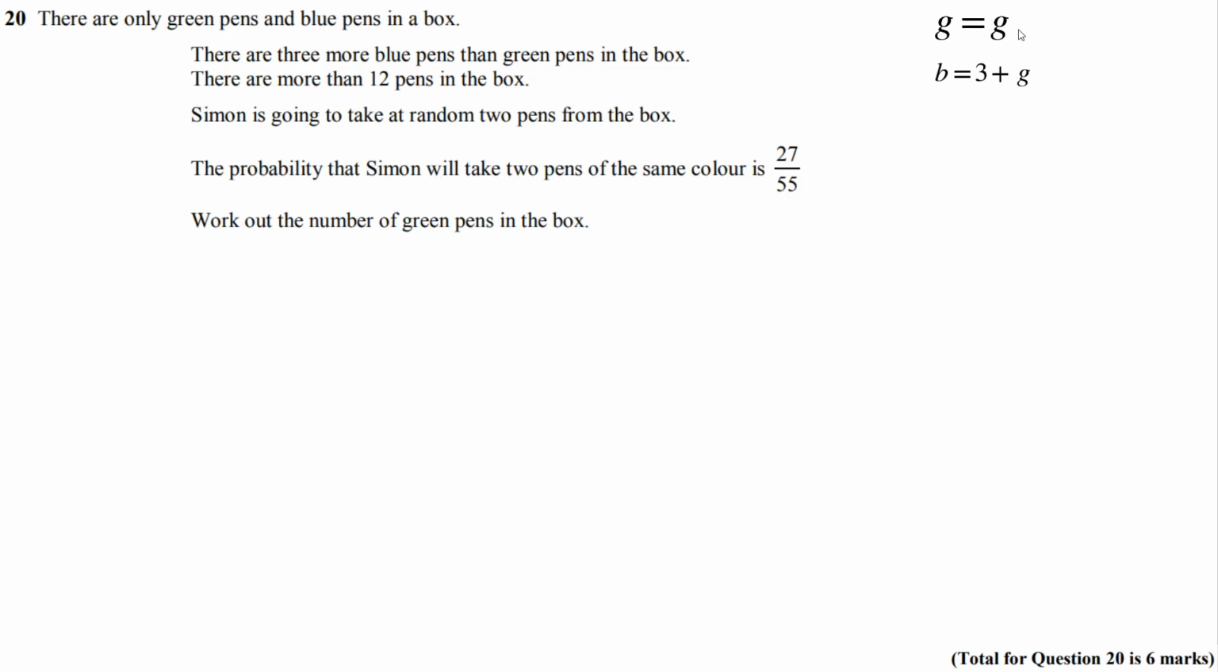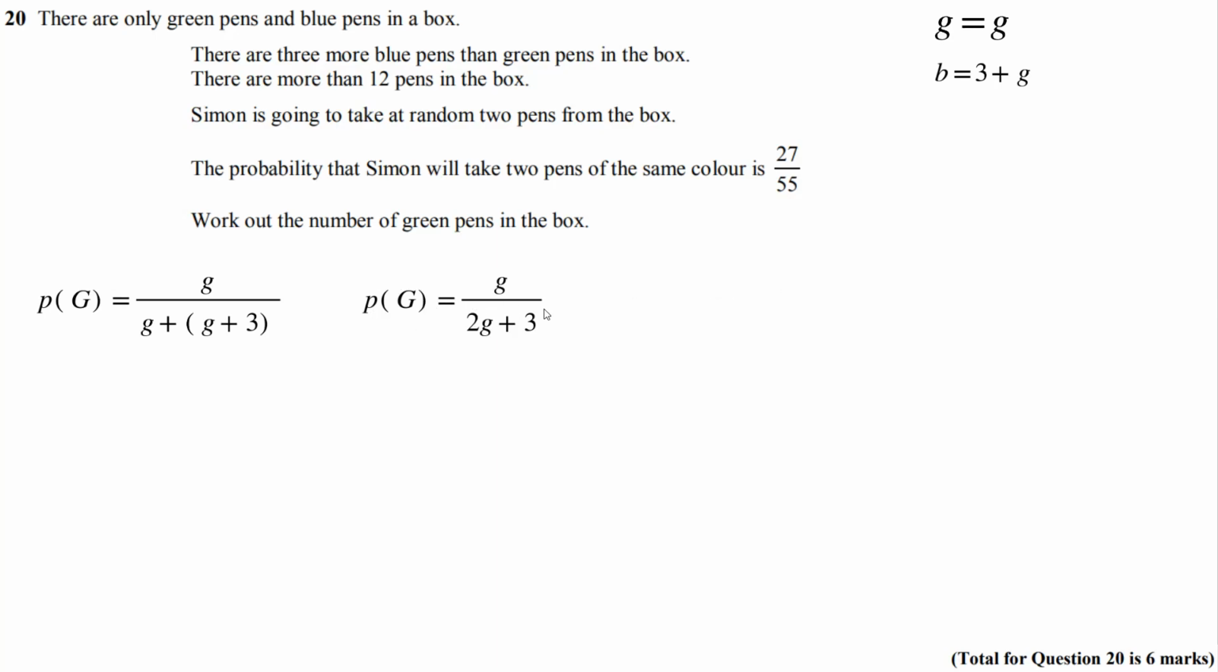So the probability of green is going to be green over green plus blue. That simplifies to g over the total, so it's 2g plus 3. And that's the probability of green the first time.